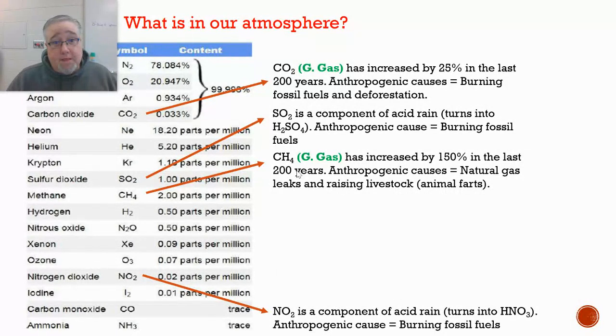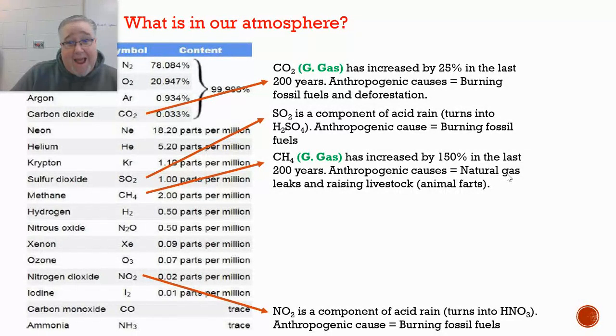CH4, this is another greenhouse gas. This is called methane. Methane has increased by 150% in the last 200 years. Again, there are some anthropogenic reasons for this.